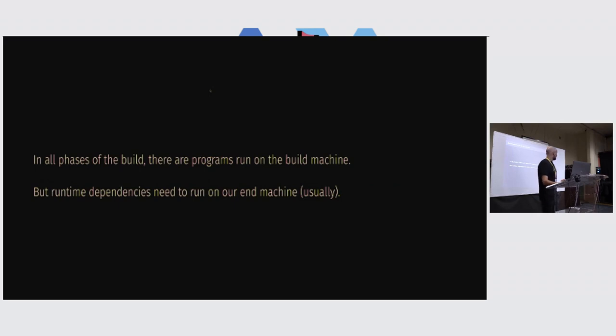And why is it special? Well, build systems can be a bit complicated, and most of the time you have two different kinds of dependencies. You have dependencies that you need to run while you're doing the build, and you have dependencies which are going to be run while you are running the software. For example, you have GCC and make which need to be run while you are building the software, but every other normal runtime dependency, like libraries or other programs that are going to be run at runtime, needs to be run on the end machine.